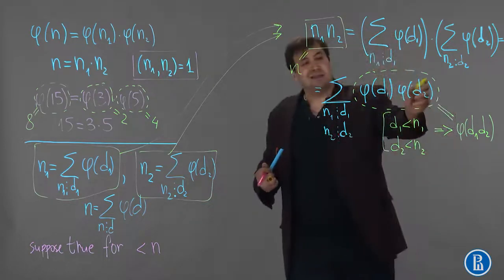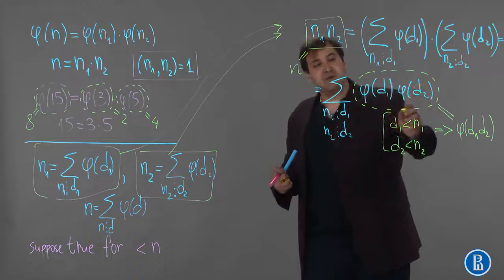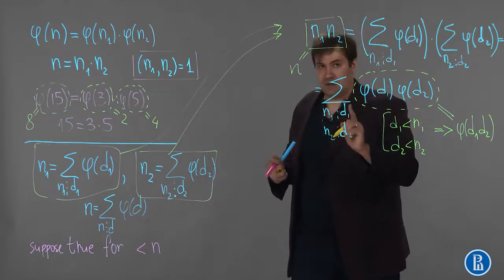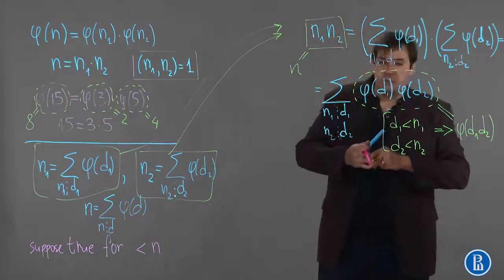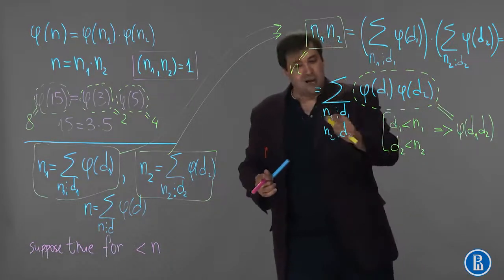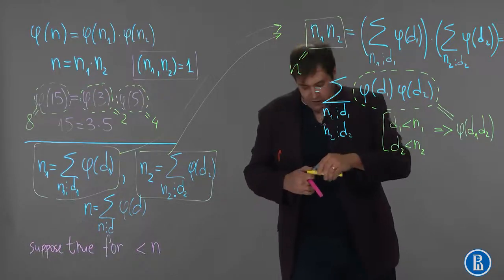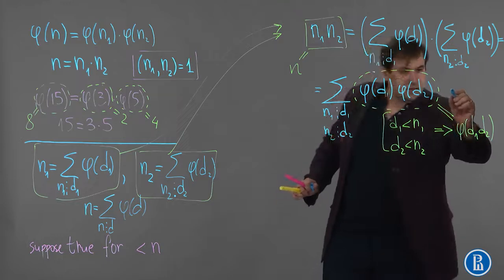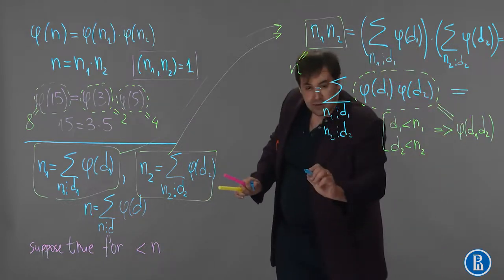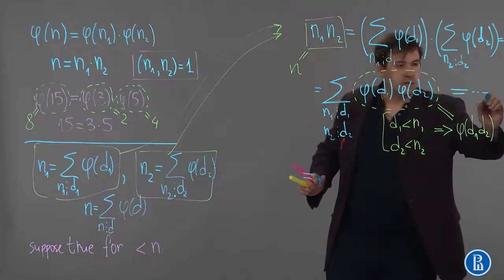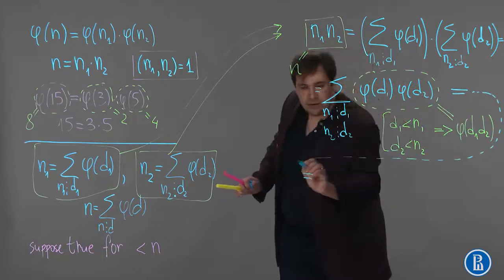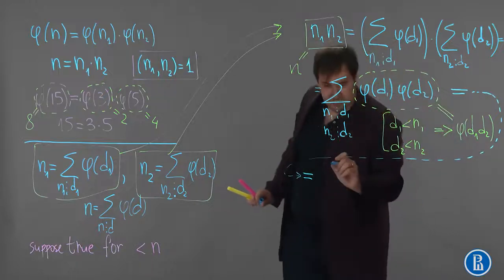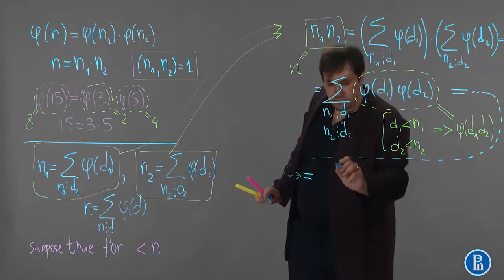So we can substitute every such product with phi of d1, d2, except for one case. Except for the case where d1 is actually n1 and d2 is actually n2. So let's write this in another way.